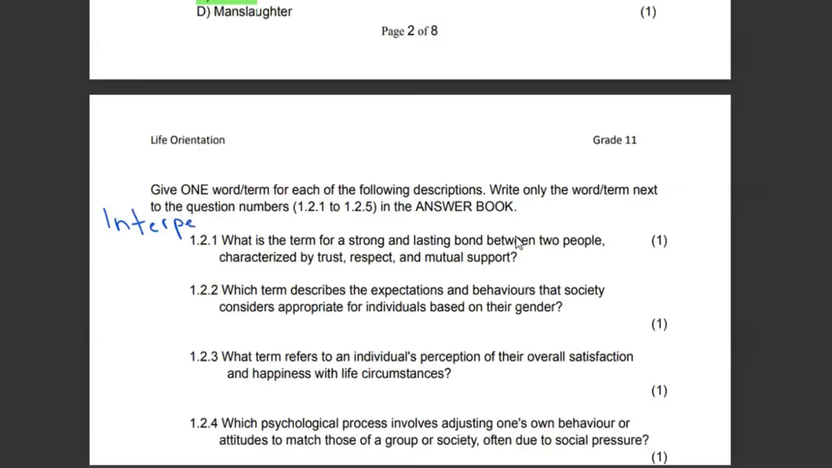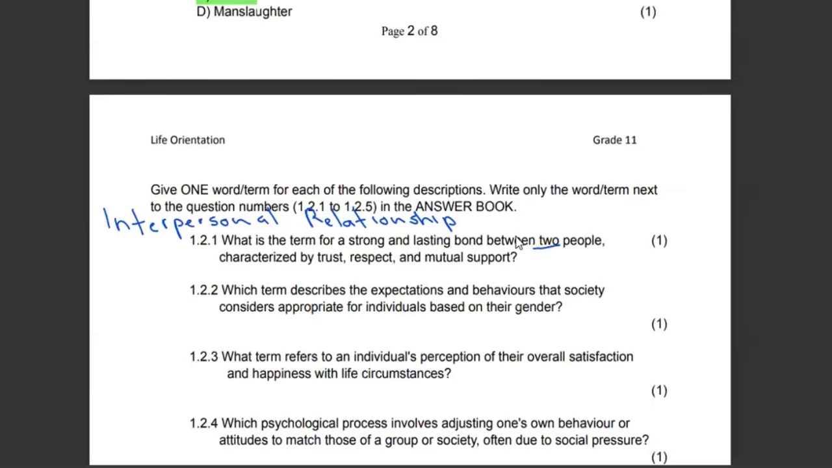Interpersonal relationship. The reason why we are saying it's an interpersonal relationship is simply because it involves two people. That's interpersonal, between two people, and it is characterized by trust, respect, and mutual support.